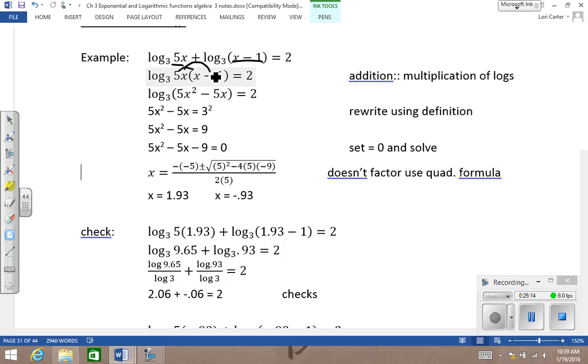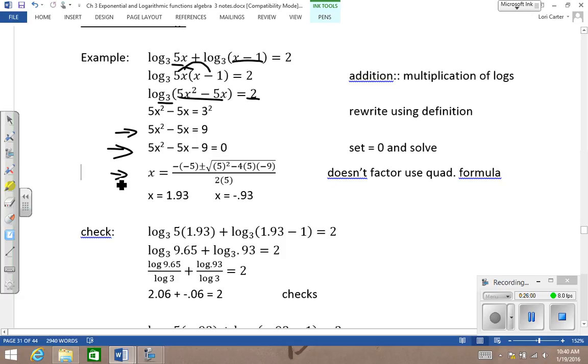Now, this is the simple step. How do you rewrite a log into exponential form? What's the base? What's the exponent? What's it equal? The base is 3. The exponent is 2. So it's 3 squared equals 5x squared minus 5x. Now it's a simple solve, because 3 squared is 9. Bring it over. Subtract it to the other side. Is it going to factor? No. So you have to use the quadratic formula. Okay, we've done the quadratic formula.